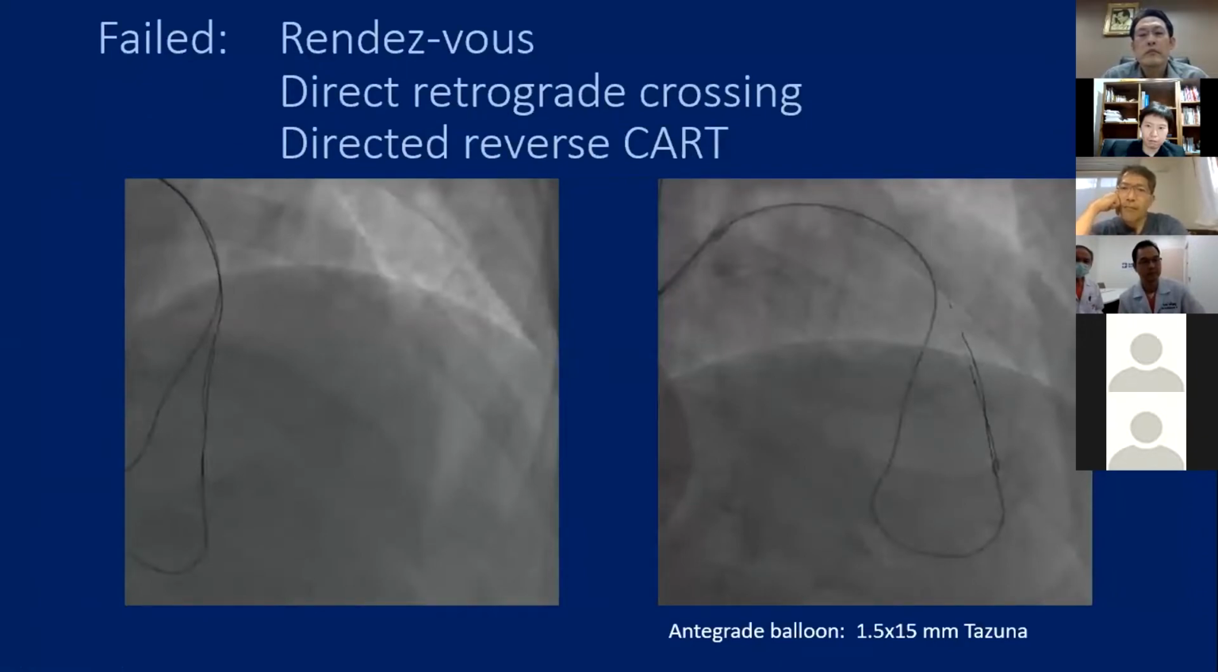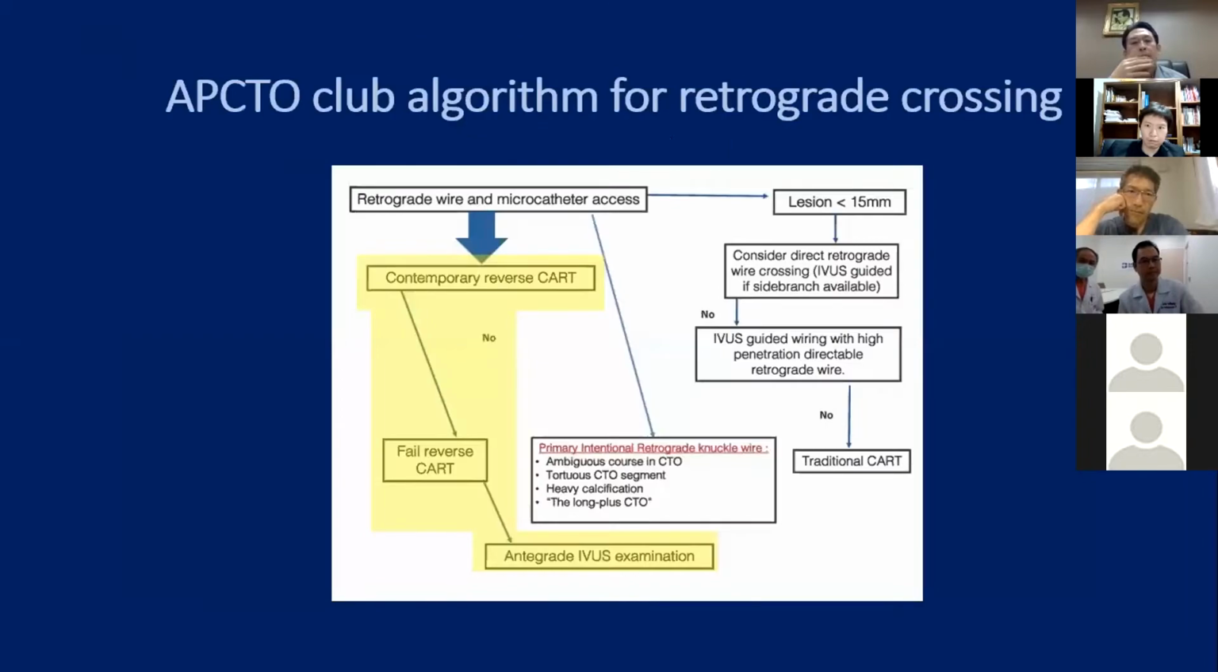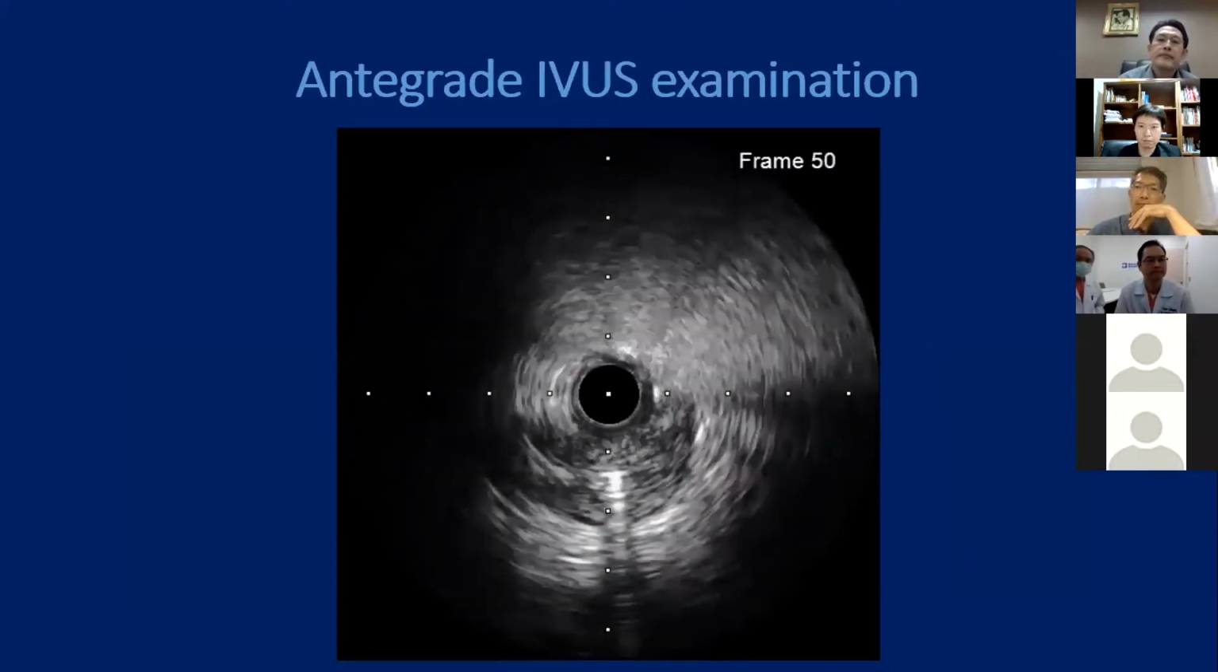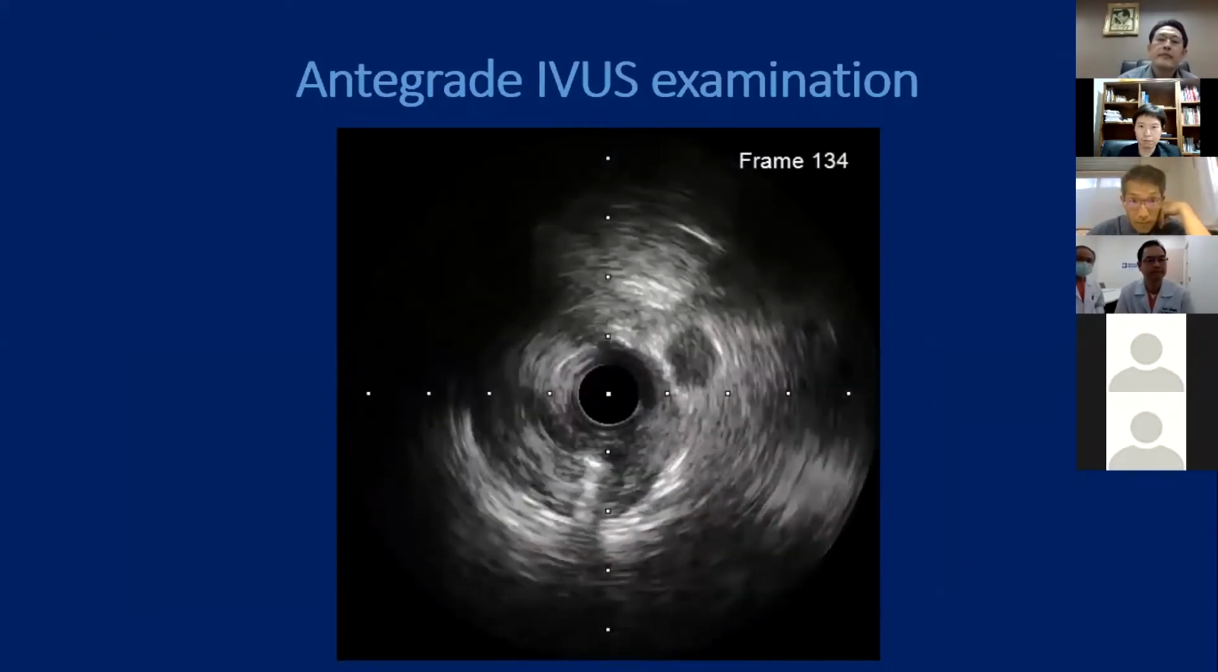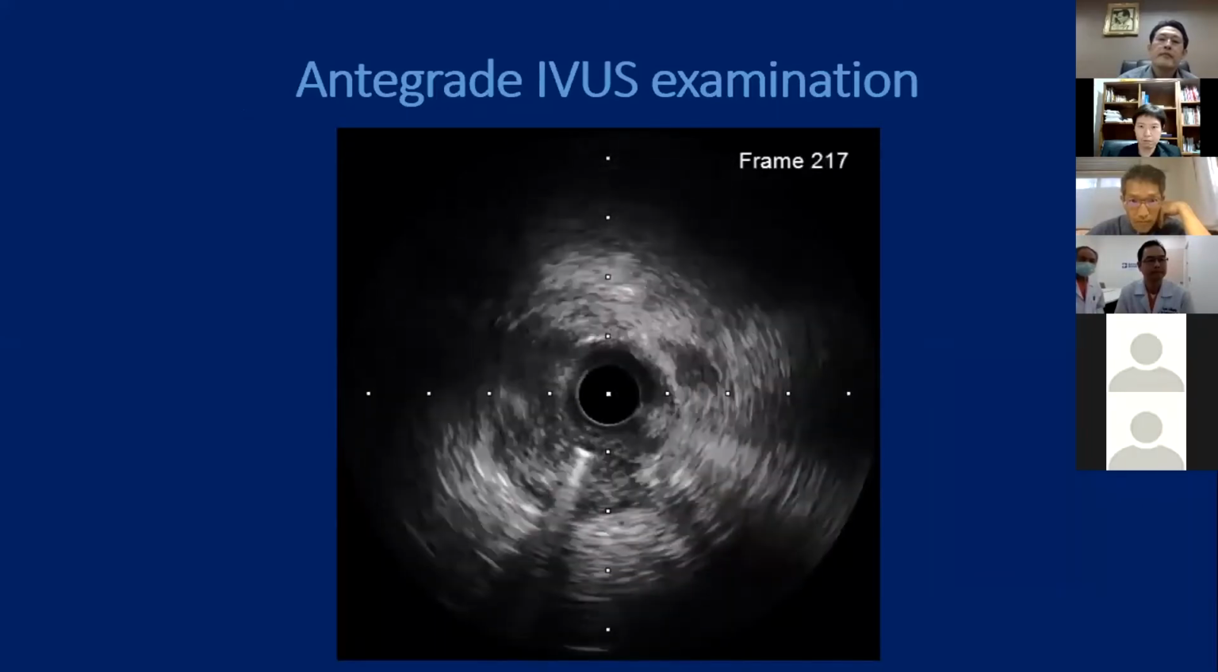And I tried to do the direct retrograde wire crossing, but failed. I switched to directed reverse CART using a 1.5 millimeter balloon, but failed also. So after I failed the directed reverse CART, we should do the conventional reverse CART and antegrade examination. So I dilate the vessel via the antegrade guide wire, and I did the CTO-PCI study.